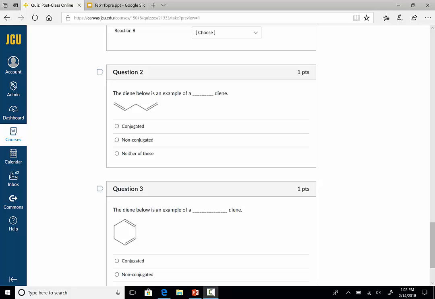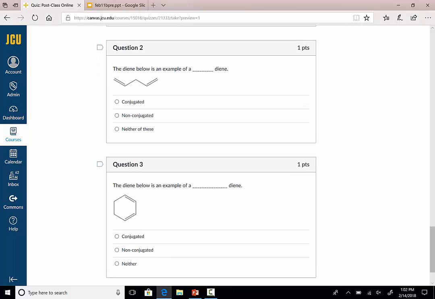So, for these two, for question 2 and question 3, is it conjugated? Is it non-conjugated? What was number 2? Non-conjugated, and 3 is conjugated. Okay. So the difference here would be conjugated has to go double, single, double.